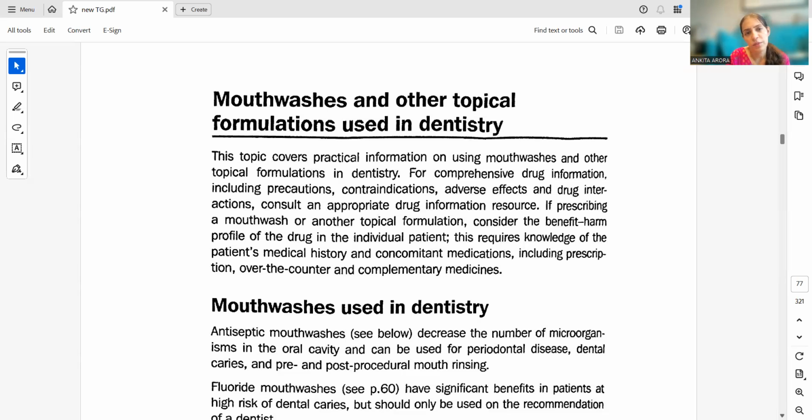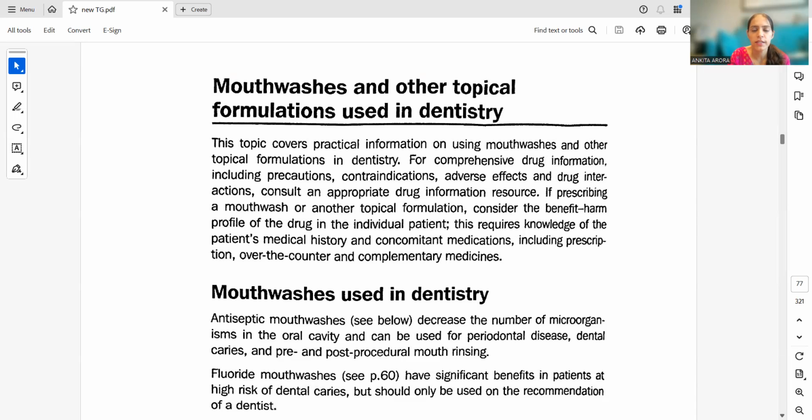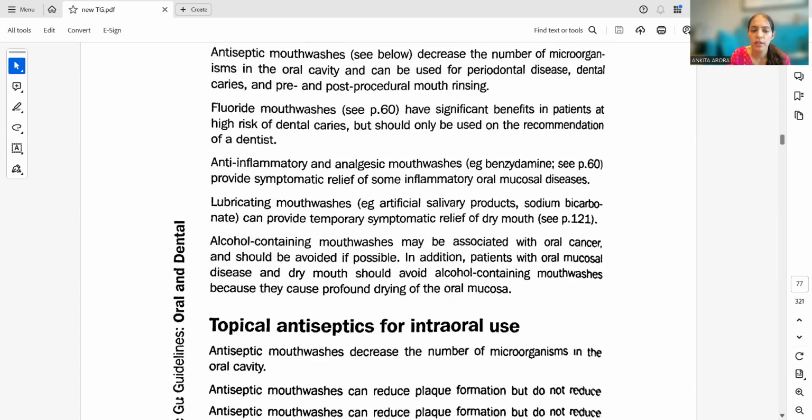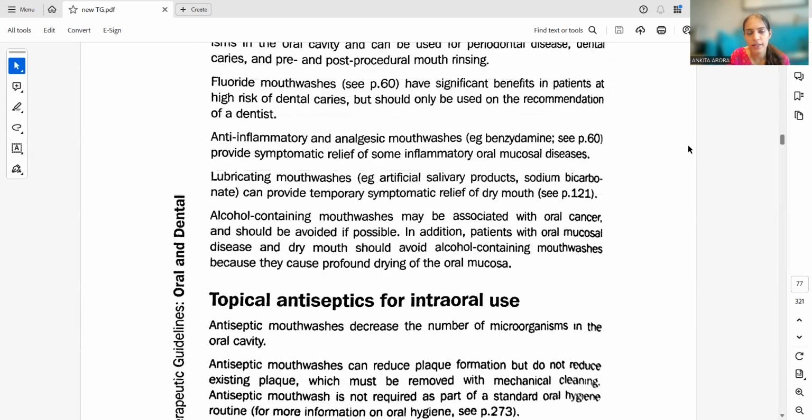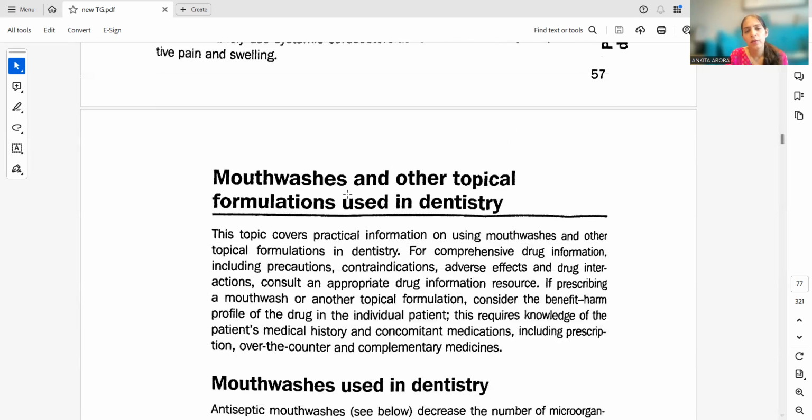Good evening. We will be starting from mouthwashes, page number 58 from Therapeutic Guidelines. This topic covers practical information on using mouthwashes and other topical formulations in dentistry.